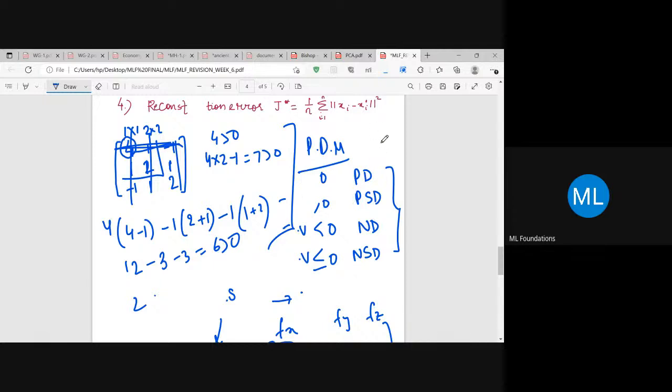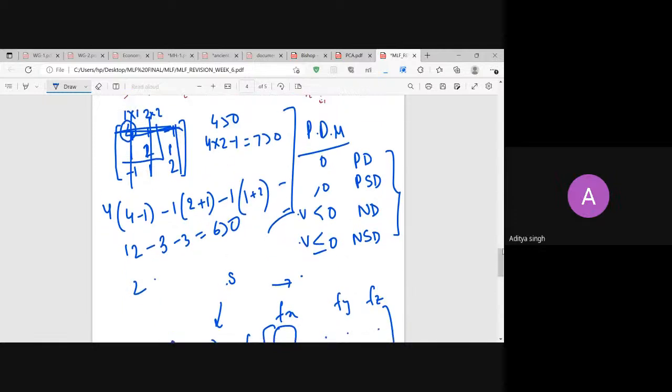Any confusion in this? No, sir. Okay, you'll be able to do that. So first we will see the first element. If that is greater than 0, then we will check for 2 cross 2. But the problem here is if you're getting something negative.